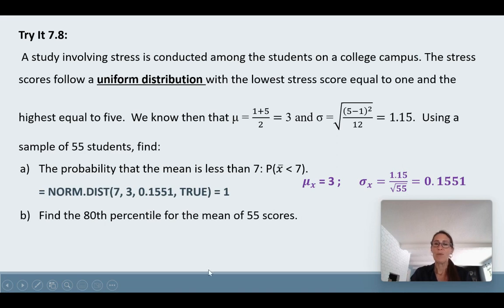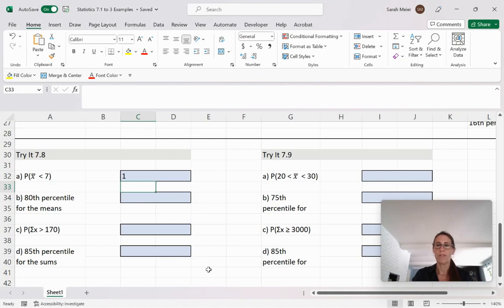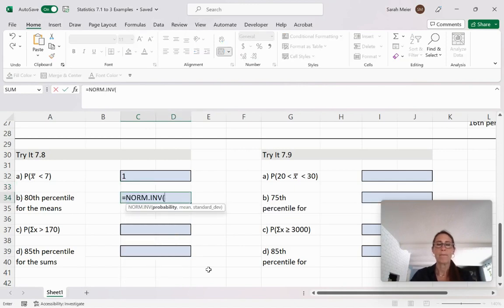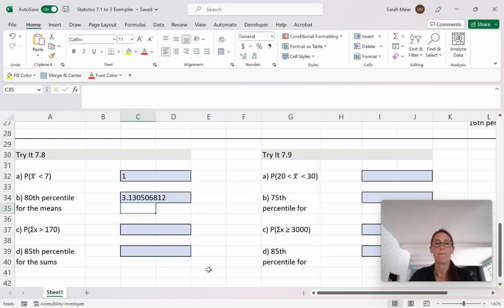So let's find the 80th percentile for the mean of 55 scores. Remember, with percentiles, we're going to use the norm.inv formula. We're looking for the 80th percentile, so the probability is 0.8. Our mean was 3. Our standard deviation, 1.15, divided by the square root of our sample size, which is 55. And that's it for this formula. And we get 3.13.